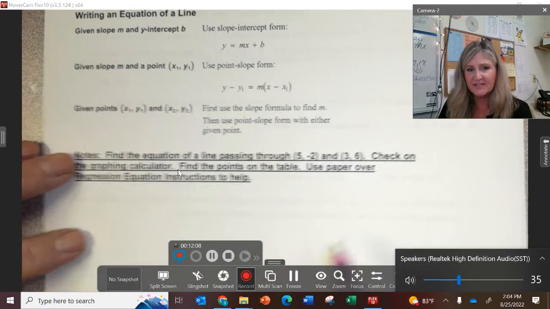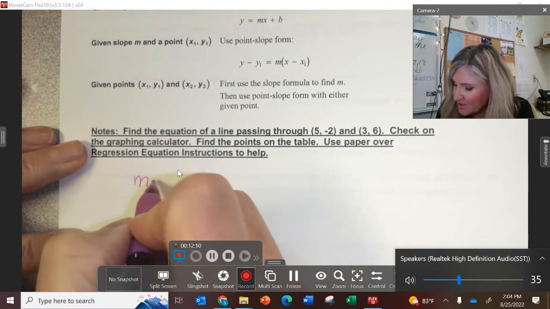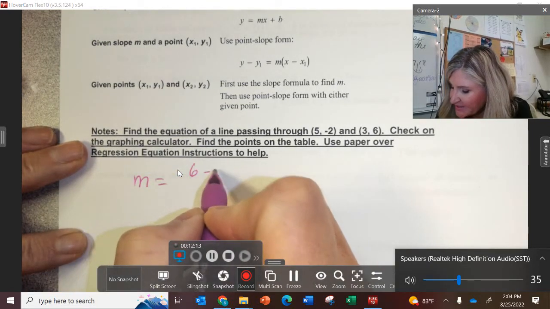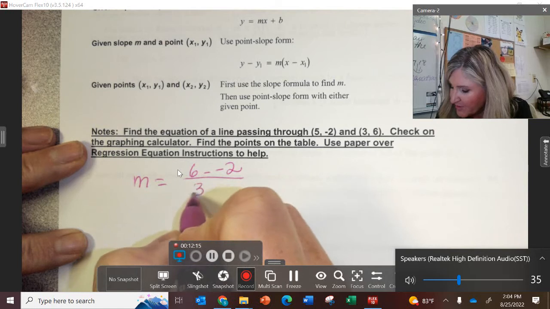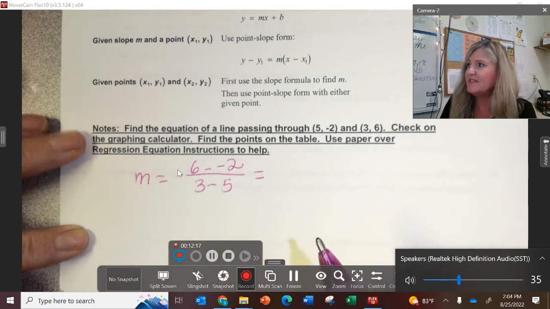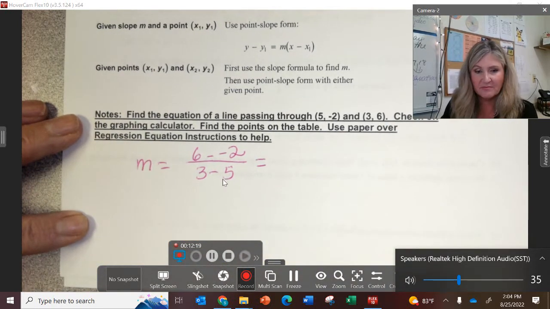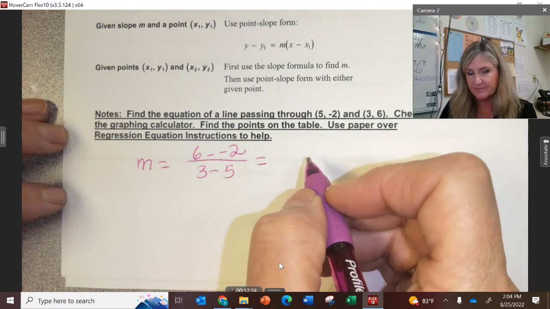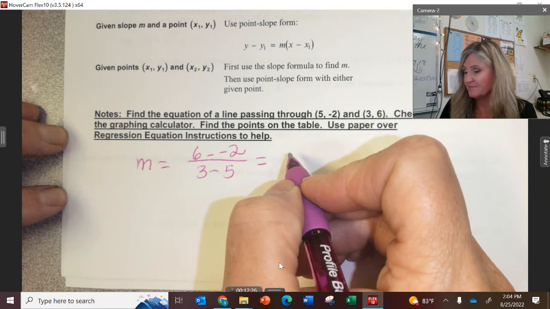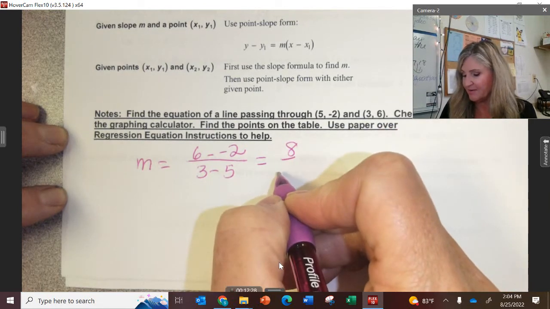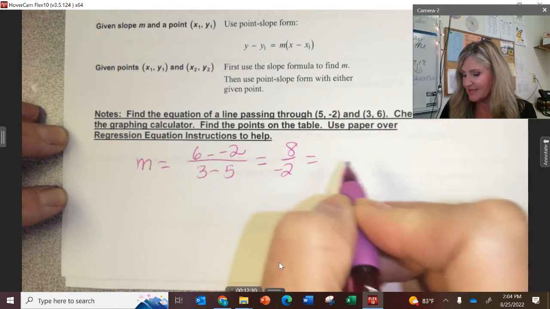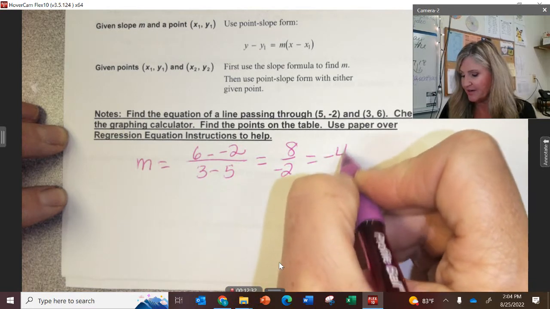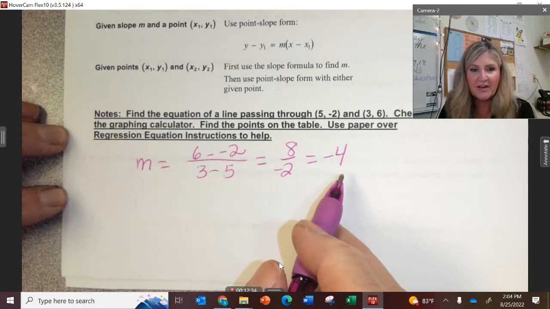So we're going to find the slope here. To find the slope, we're going to have to do 6 minus -2 over 3 minus 5. What's that going to give us? On the top, what's the slope going to be? 8. What's the denominator going to be? What is that slope? -4. So we have a slope of -4.